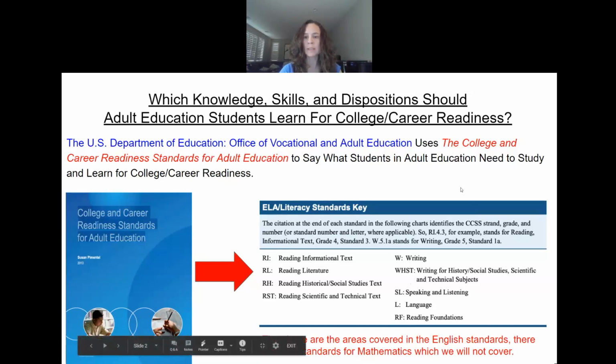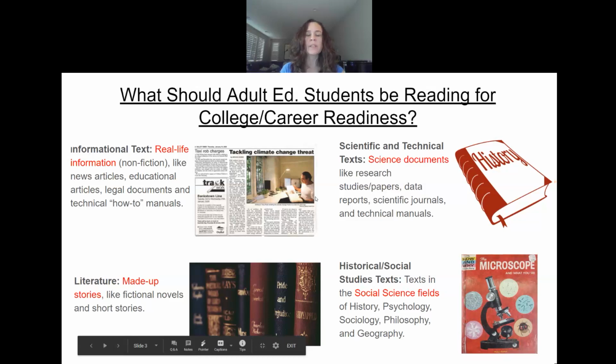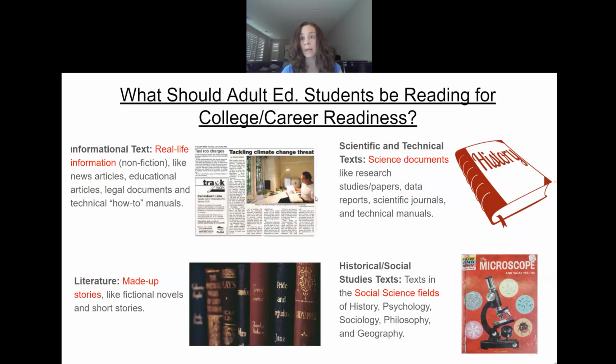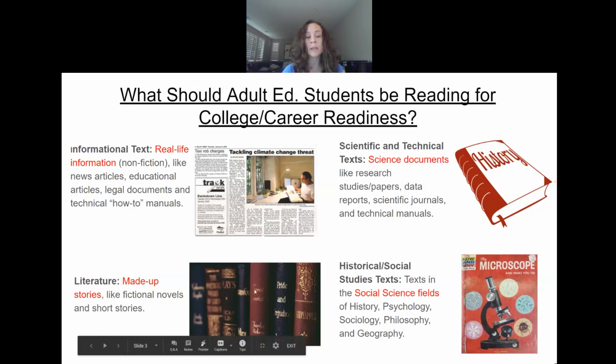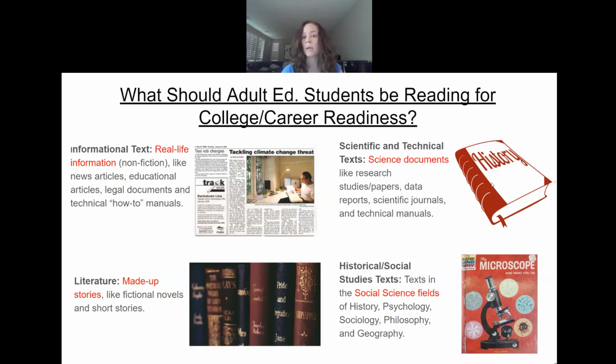So if we go to the next slide, we talked about all the different types of reading that the college and career readiness standards say we should be covering. We talked about informational texts like newspaper articles. We talked about literature like fictional novels. We talked about science documents, and we talked about historical documents.